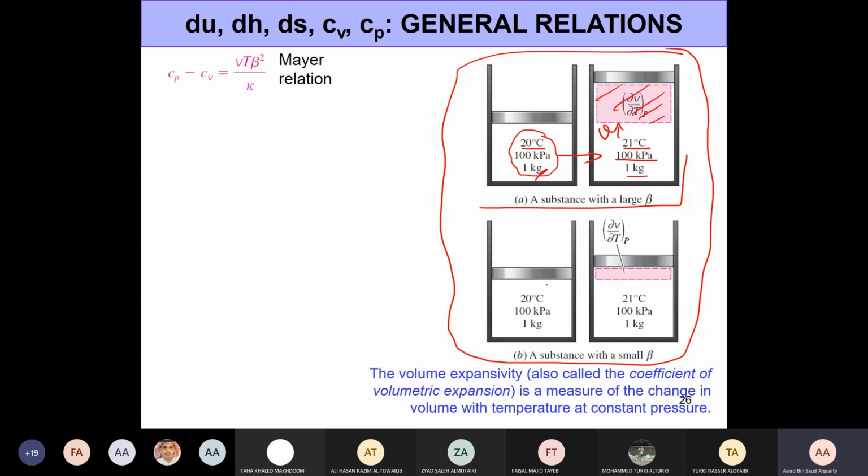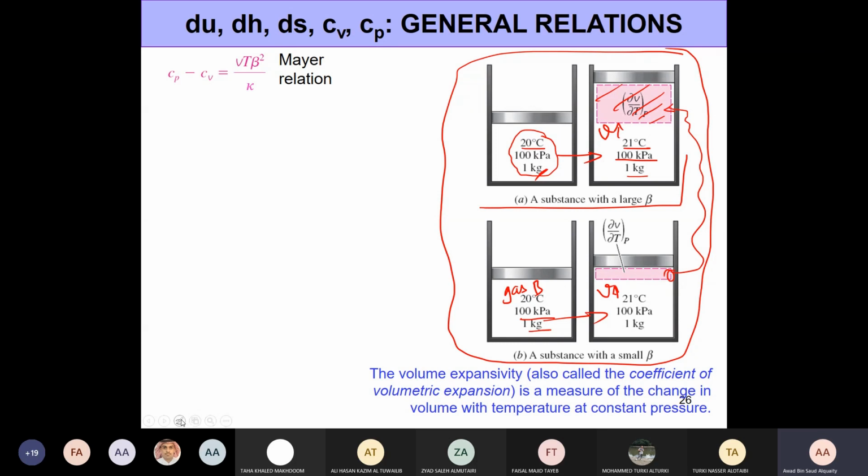Now let's say you have another gas, gas B, with a smaller value of beta. If you do the same thing, starting with 20 degrees Celsius, 100 kilopascal pressure, same mass, when you heat it up by 1 degree Celsius, you will notice a change for sure. Specific volume will increase, but the change in specific volume is too small. As you can see, this pink box here is much smaller than the pink box in case A.